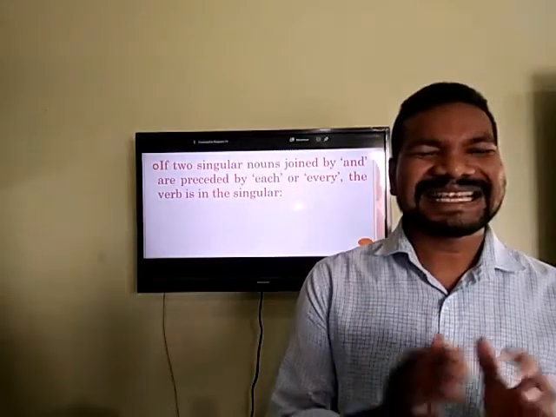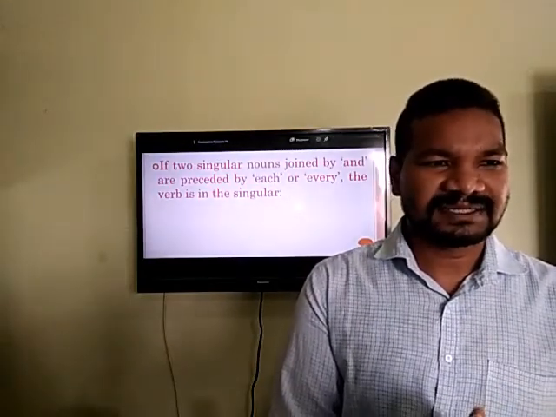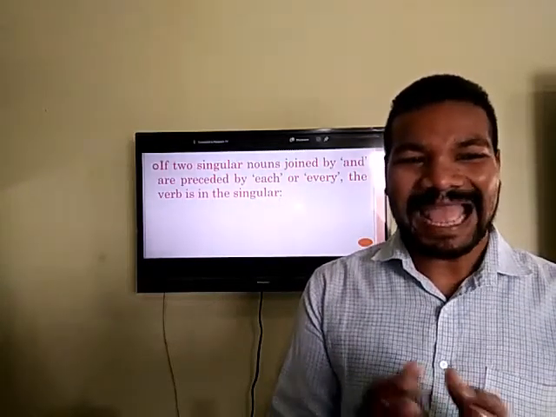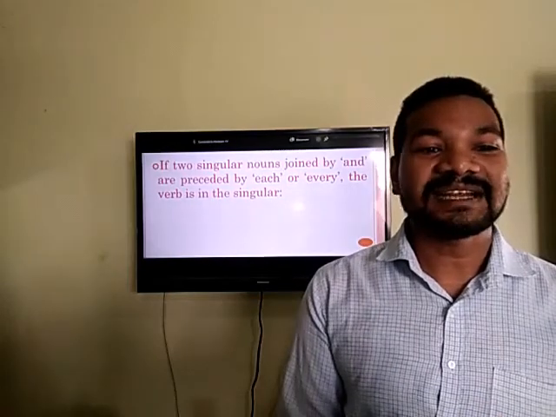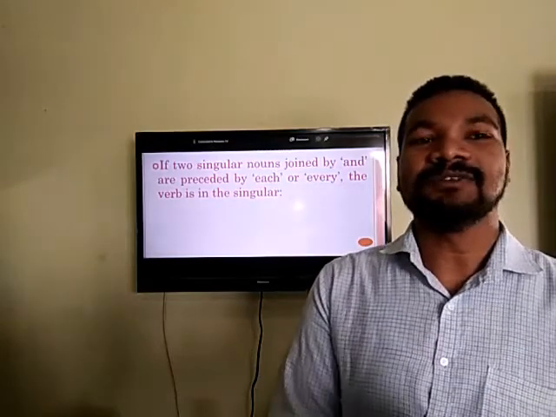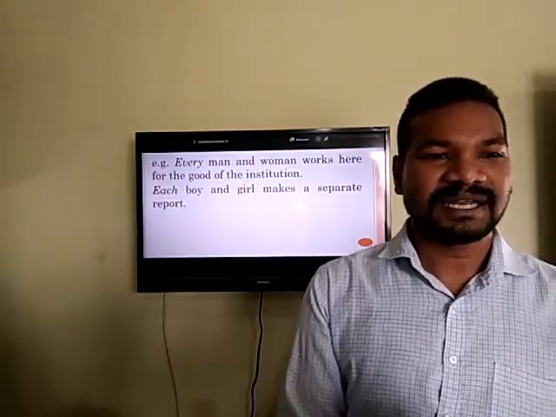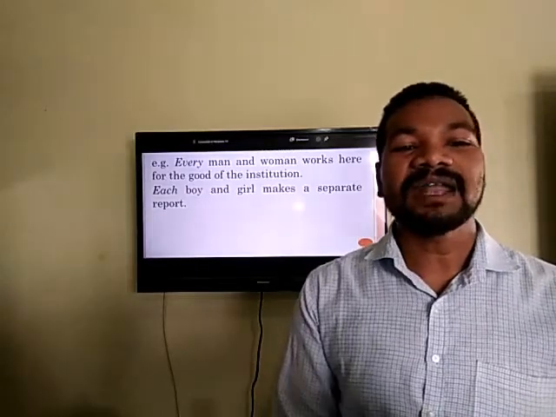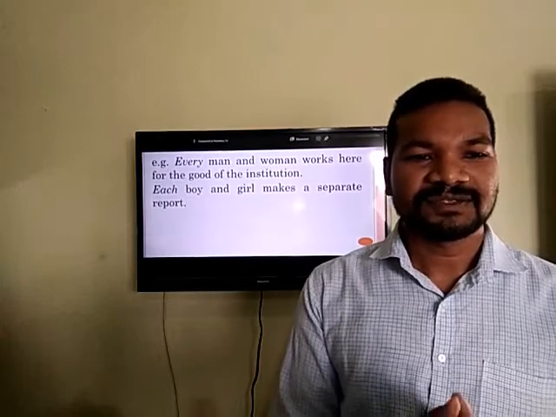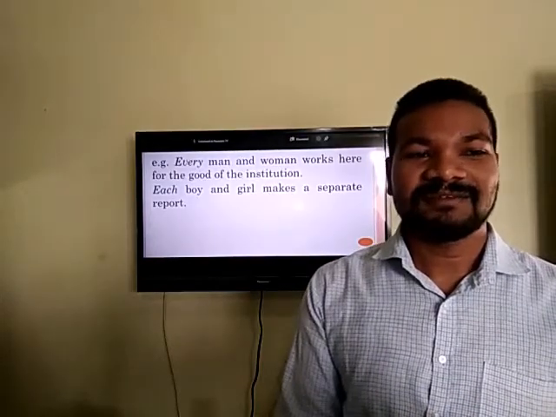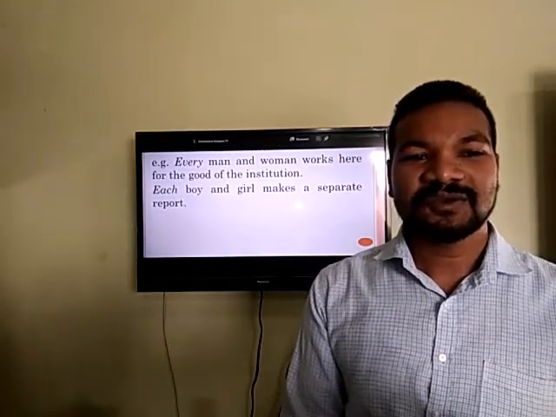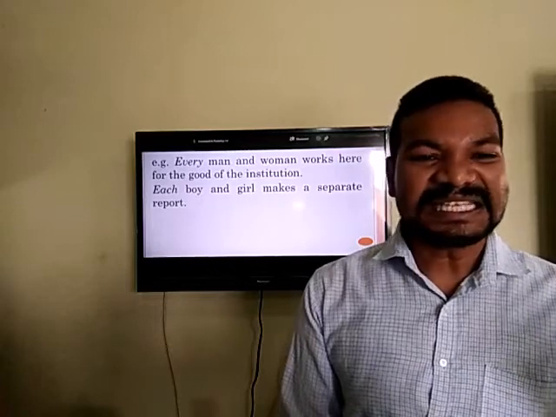Dear students, the second rule that we are going to see is, if two singular nouns joined by and are preceded by each or every, the verb is in the singular. Let's take the example. Every man and woman works here for the good of the institution. So here every is preceded, therefore every man and woman, though it is joined by and, is referring to a single person.